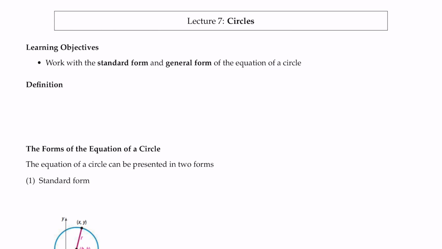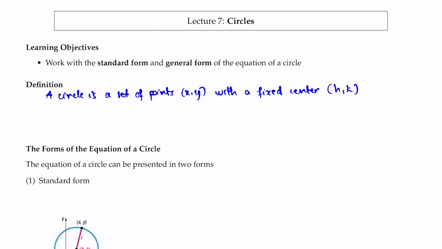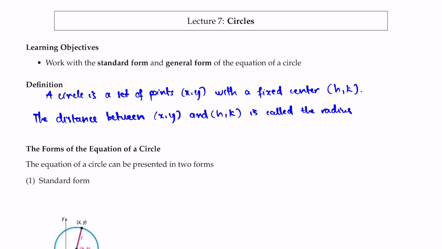All right. So the definitions of a circle. A circle is a set of points x, y with a fixed center h, k. Now the distance between the point x, y and the center h, k is called the radius of the circle.